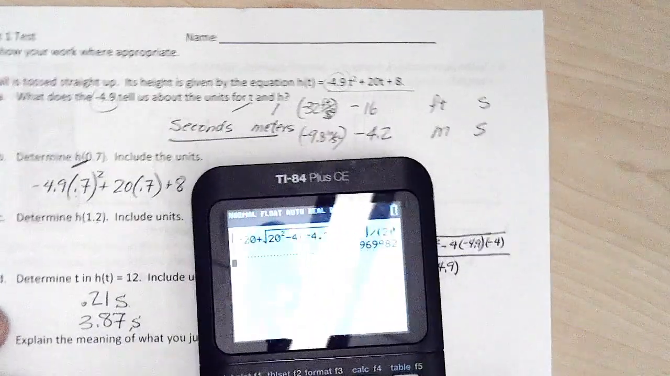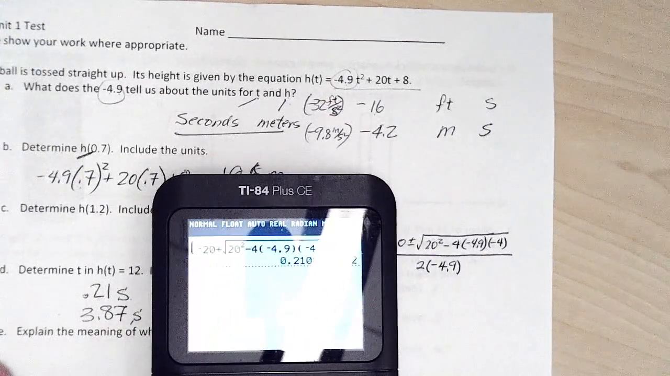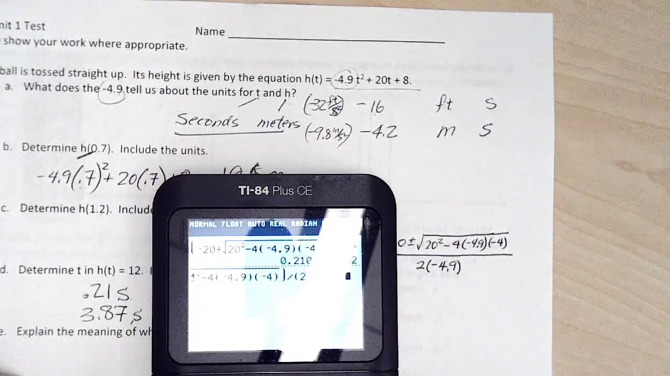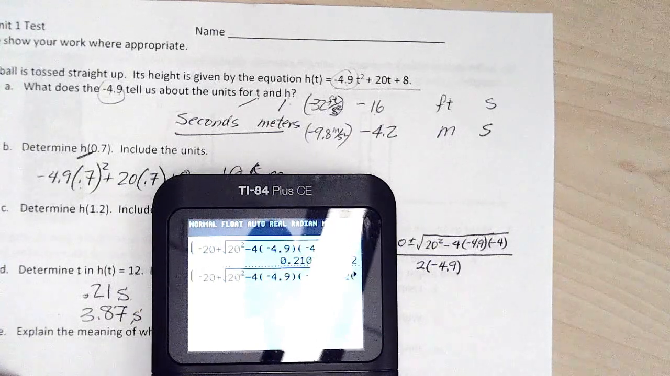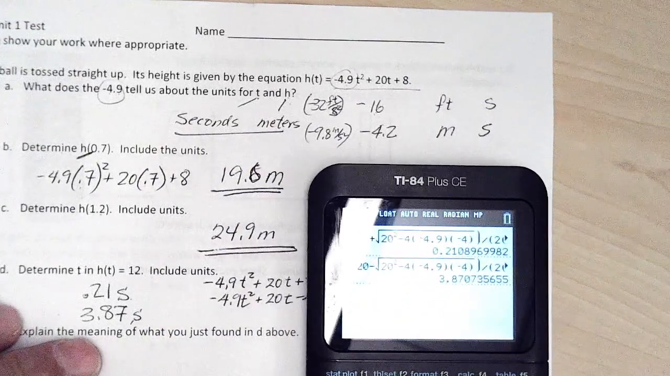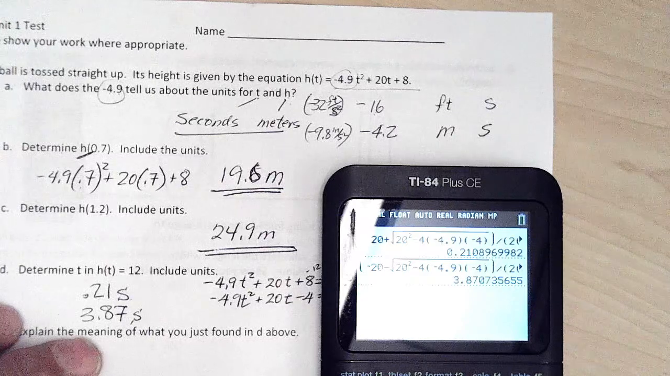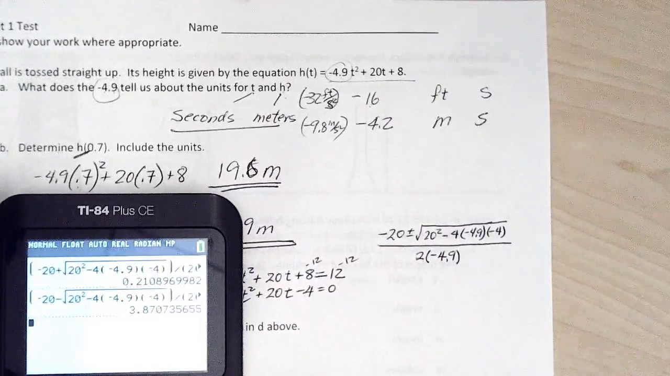And I get the 2.108 that I had before. And then if I go back up here, the thing that's got to change is not the plus, but the minus on the square root. And I get the 3.87 that I was supposed to get. Okay, that's hard to see there. Oh, maybe that's better. Okay.